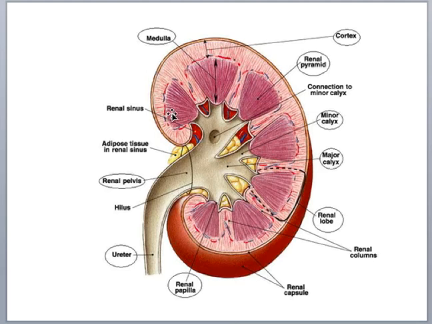Now when you look at the kidney, you can see that there's this outer layer. This is called the renal cortex, and then this inner layer is the renal medulla. When you look at the medulla, you can see these slightly darker areas. They look like little pyramids, and those are the renal pyramids. And this lighter tissue that dips down in between the renal pyramids is called the renal columns.